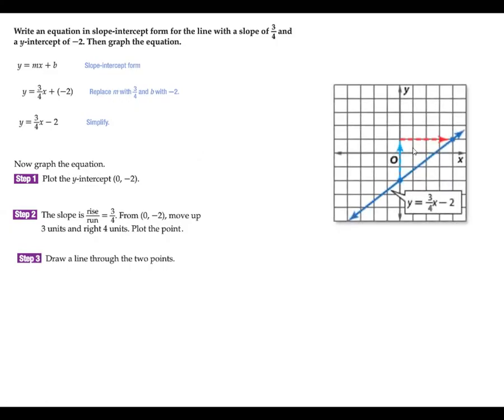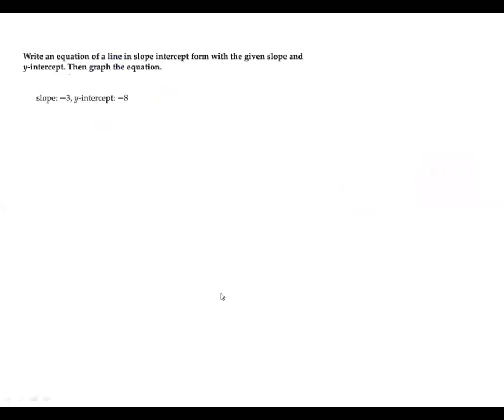So here's what we have here. The y-intercept is -2, so we plotted a point here. And then we took the slope as directions to the next point. We went up 3, 1, 2, 3, and forward 4, 1, 2, 3, 4, plotted another point, and then drew a straight line through those 2 points. That's simple. All right, here's one for you to try. Write an equation of a line in slope-intercept form with the given slope and y-intercept, then graph the equation. Go ahead and pause the video and try it out.